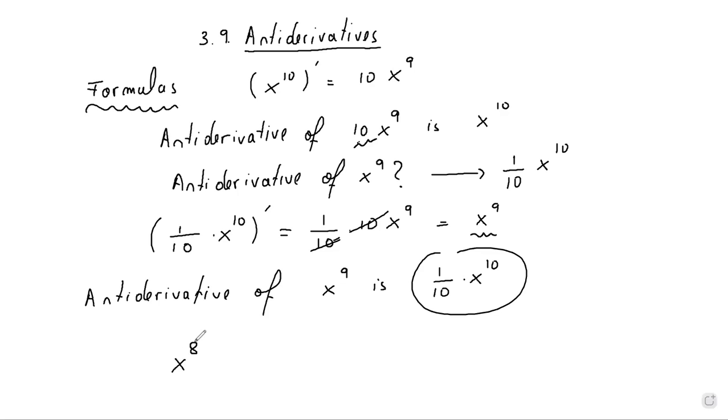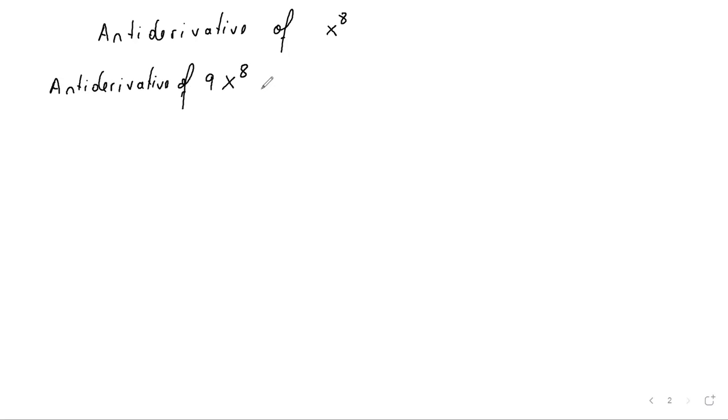Hold on a second. Let me write on the other board because there's not much room here. So we want the antiderivative of x to the 8. So what did we do for x to the 9? We wrote that as 10x to the 9, and that we knew. So for x to the 8, it would be natural to look at 9x to the 8. And maybe we want to find out about the antiderivative of 9x to the 8. So what would the antiderivative of 9x to the 8 be?